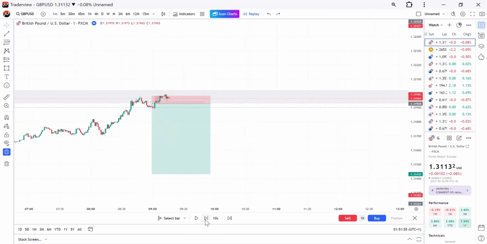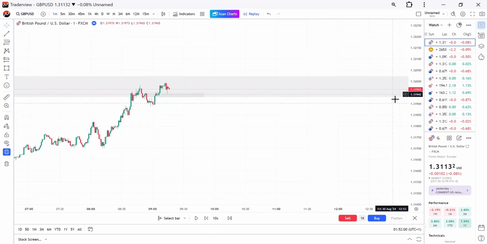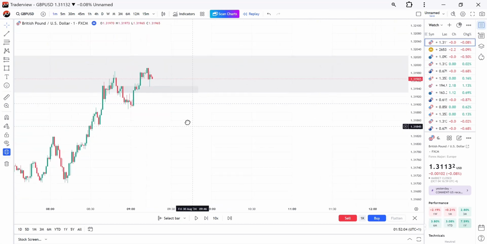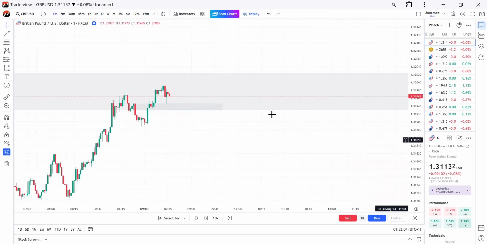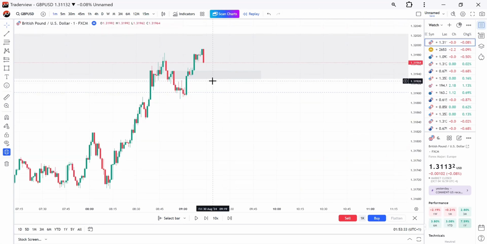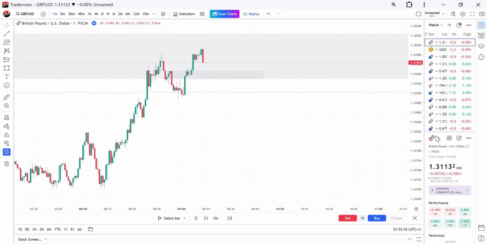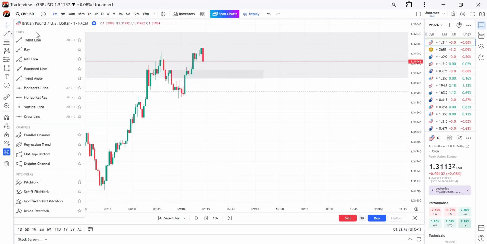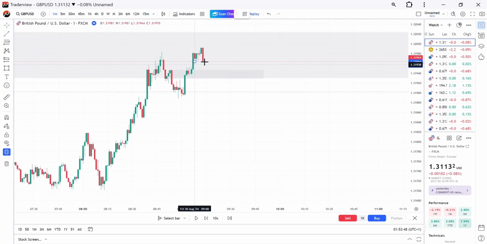Okay, that's an SL, but since it's still within our order block, we can still find another entry. So let's look for another entry after that stopped us out. And we have another one here because of this change of character right there. Okay, it has already closed below the last one. So we have our entry right there.